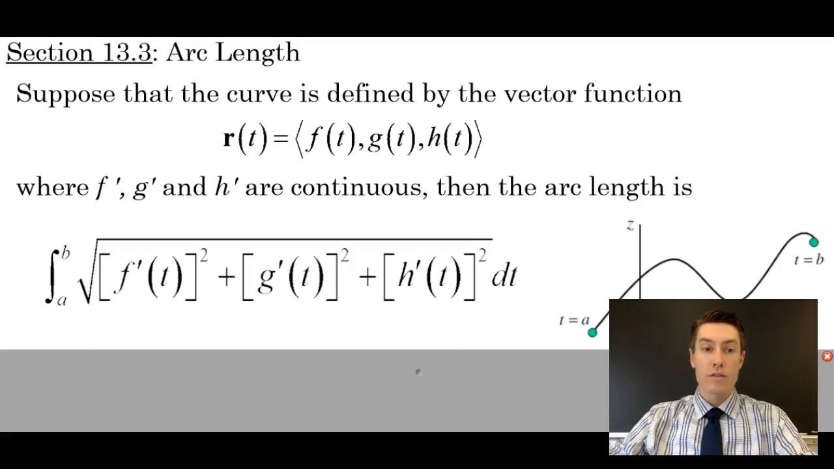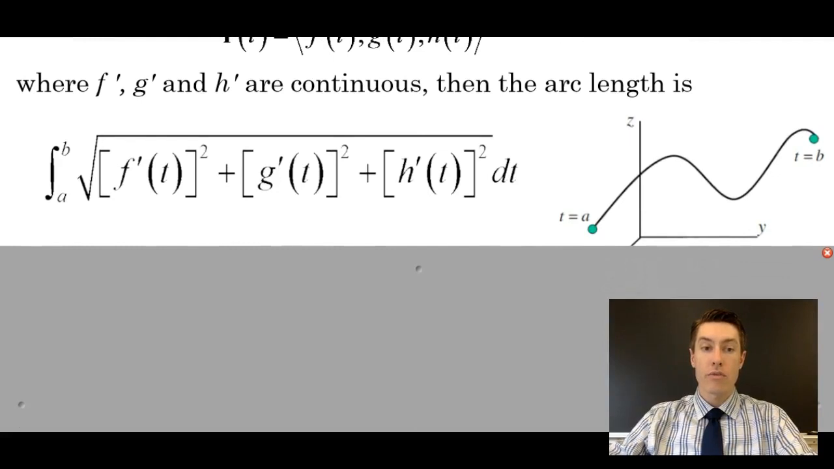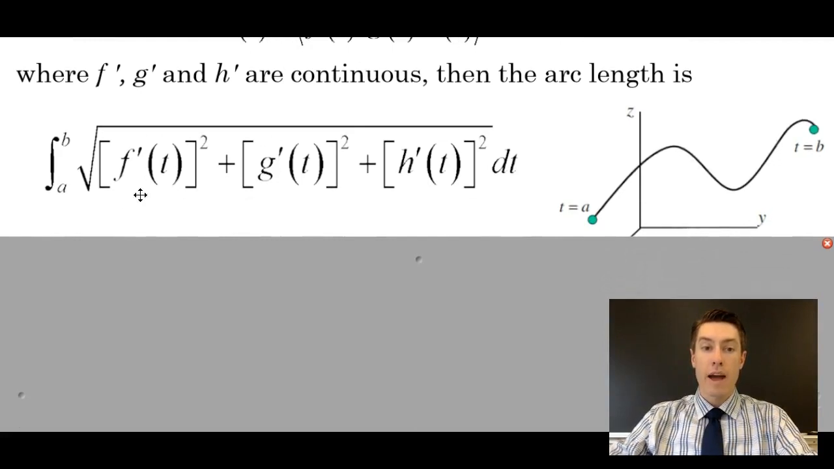Suppose that the curve is defined by the vector function r of t, which has components f of t, g of t, and h of t, where f prime, g prime, and h prime are all continuous. This is saying that the component functions all have continuous first-order derivatives. Then the arc length is the definite integral from a to b of the square root of f prime of t squared plus g prime of t squared plus h prime of t squared dt.